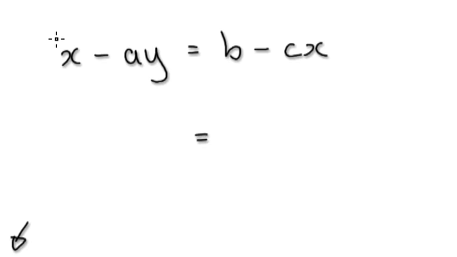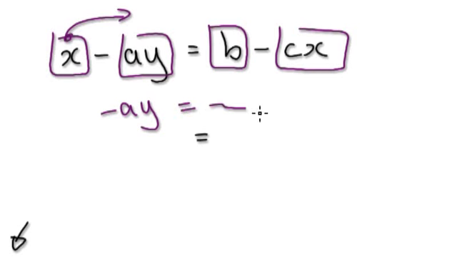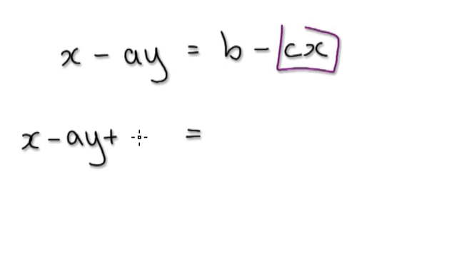Okay, so visualize this as this. If you move this one across, you're going to end up with minus ay equals and so on. Here it's going to be ugly. So I'm going to add this to both sides. So inside your mind, add cx to both sides. So it will be this. y, add cx. On this side it will be b.